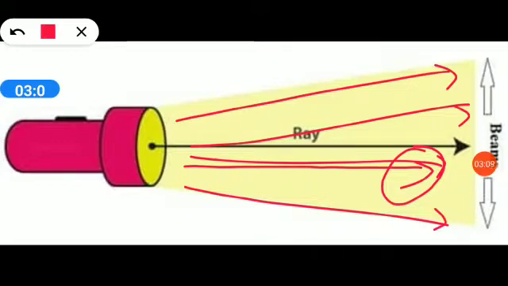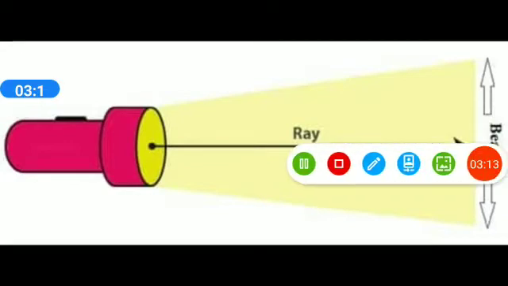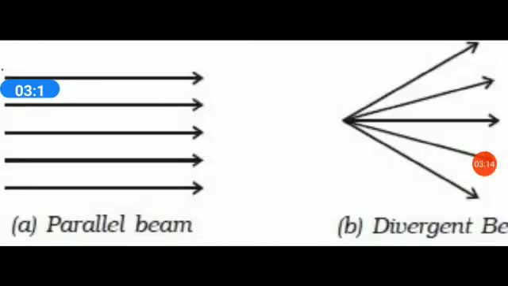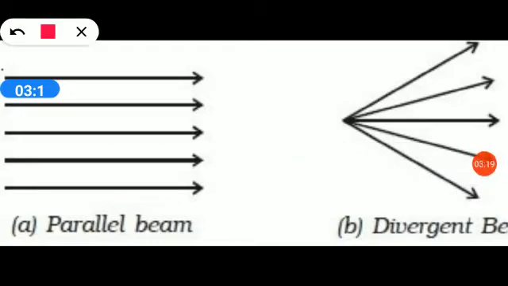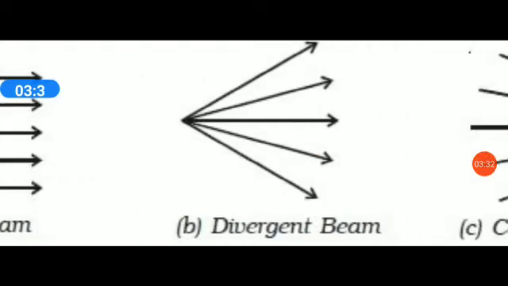So beams of light are of different kinds, as we can see on the screen. First, a parallel beam. When the bundle of rays is falling parallelly, it is called a parallel beam of light. And now the divergent beam, emitting from the same origin and diverging in different directions. They are called a divergent beam.